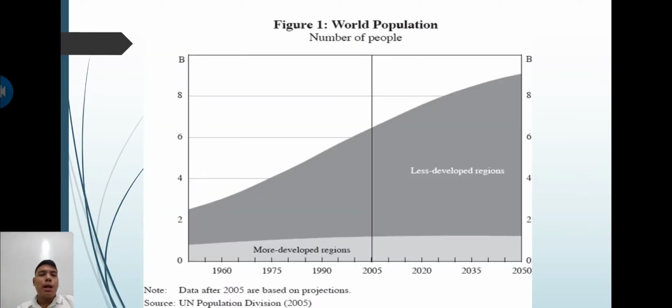So as per this image, you can see there is quite a big boom or increase in the population. Here in the 1950s, there were more or less 2 billion people. By the year 2050, class, there will be almost 8.5 billion people in the world. As you can also see, the lower area is occupied by the more developed regions, and the higher one is occupied by the less developed regions. So the less developed regions experience a much greater increase in their population.